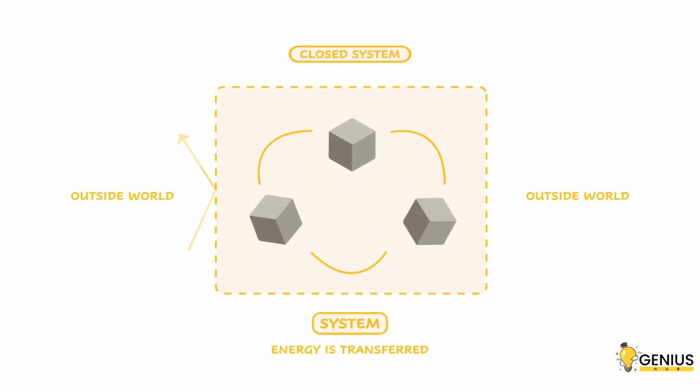In contrast, a closed system is isolated from its surroundings. No energy or matter can flow in or out. While energy can still move within a closed system, the total energy remains constant. To see how this works, let's look at a couple of examples.